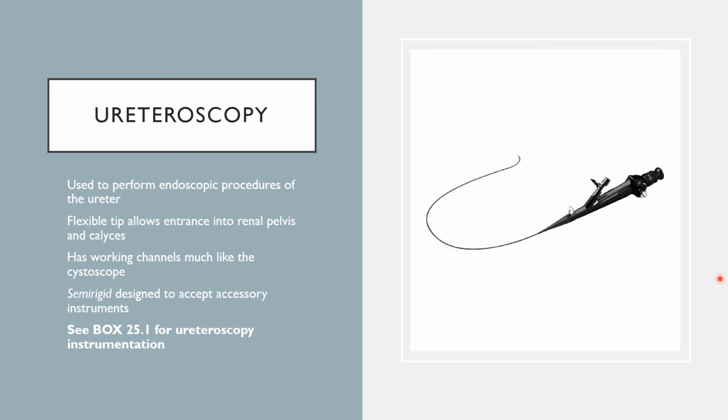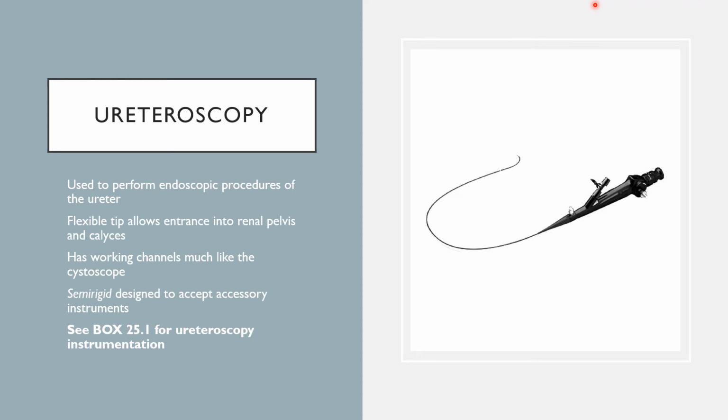And there is a box 25.1 that does go over ureteroscopy instrumentation, so you may want to look at that as well. The ureteroscope is usually inserted with the help of a guide wire. So we will place that guide wire up into the ureter and then follow it through with the ureteroscope behind it. That guide wire then would come out of this working port, and we can pull it through and our ureteroscope will be in place.